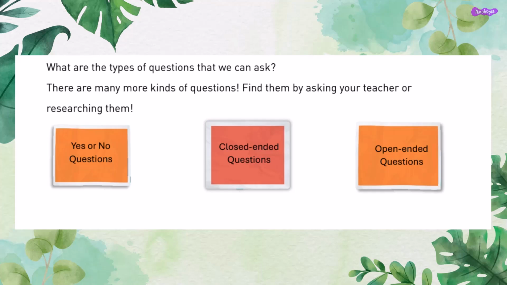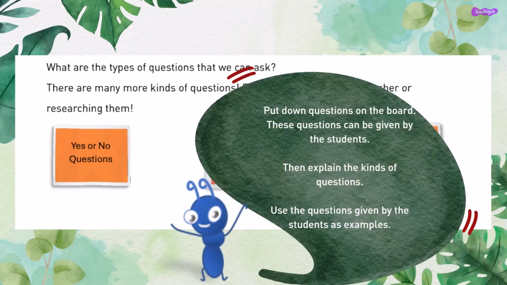Now, what are the types of questions that we can ask? Introduce the children to yes or no questions, close-ended questions, and open-ended questions. Put down questions on the board. These questions can be given by the students. Then, explain the kinds of questions and use the questions given by the students as examples.